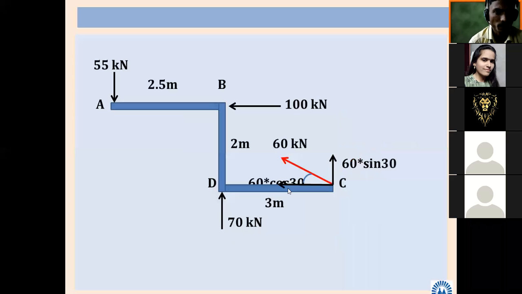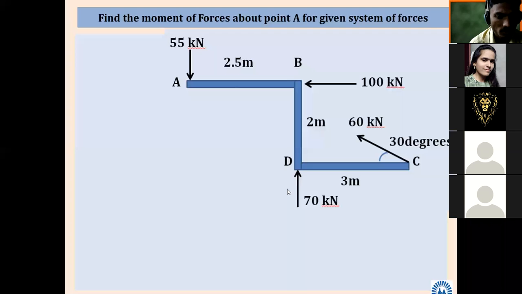Next problem. The same figure is there. Just check whether the problem statement is there. Find the moment of forces about point A for the given system of forces. Are you able to see the problem statement? So you can write the statement and draw a freehand diagram.